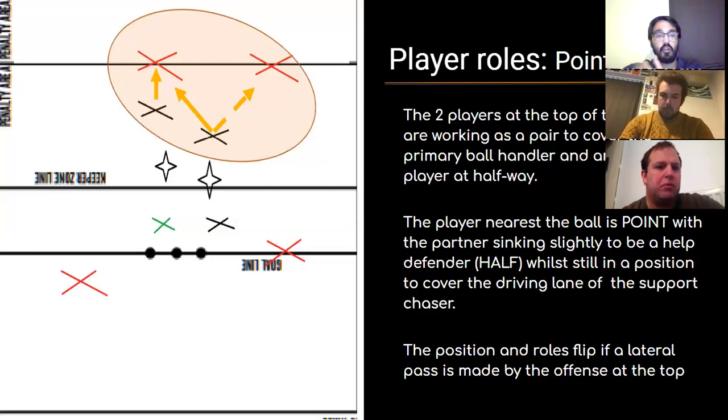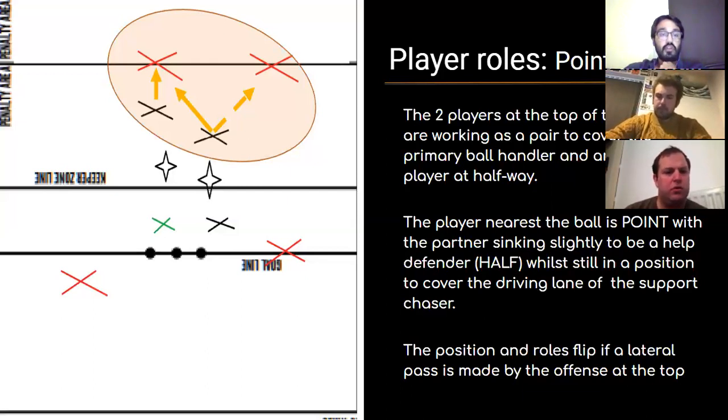The way a lot of teams in the UK run this at the moment is the person on defense who is closest to the ball out of the two chasers up top is called the point, and the player who is slightly further away, who is the help defender, we call them the half. So it's point and half, and the idea being the half can come in and help if needed. The half's job isn't just that, though. They also need to make sure that the secondary ball handler on the halfway line is covered to a degree, so that if the offense makes a quick lateral pass, they're not free on goal.